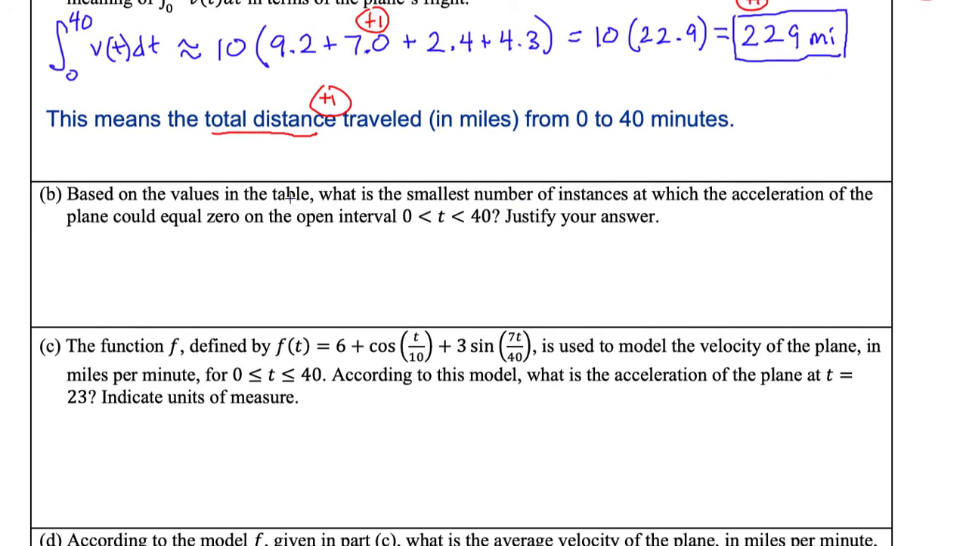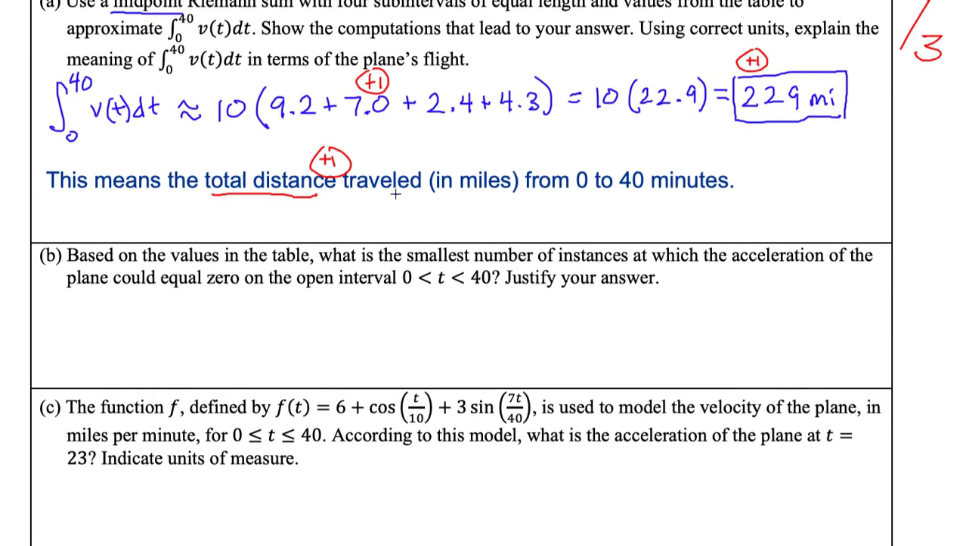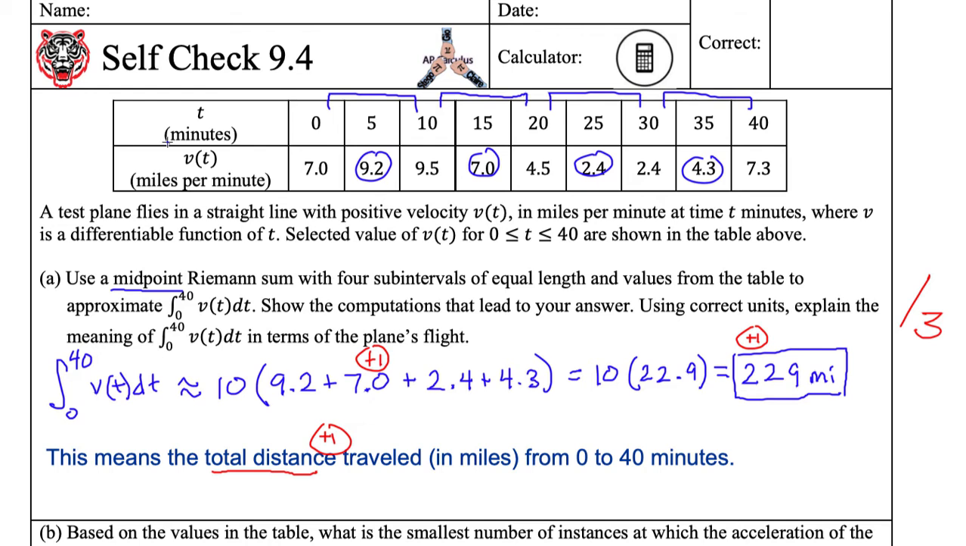Part B. Based on the values of the table, what is the smallest number of instances at which the acceleration could be 0? This is a hard question. I haven't talked about it before. So what is going on? So I'm talking about acceleration, which is the derivative of velocity. So I'm talking about the slope of velocity.